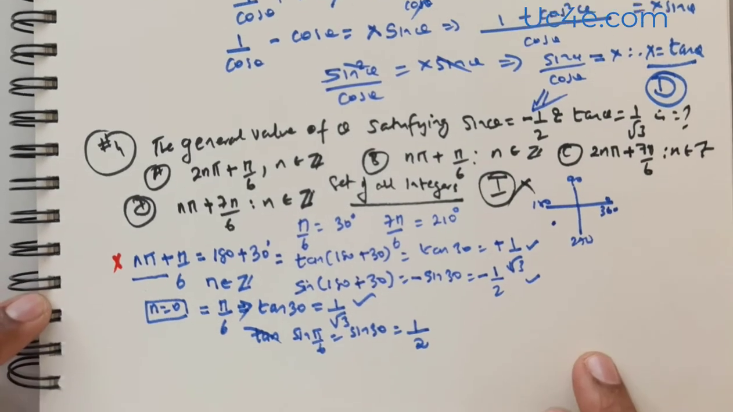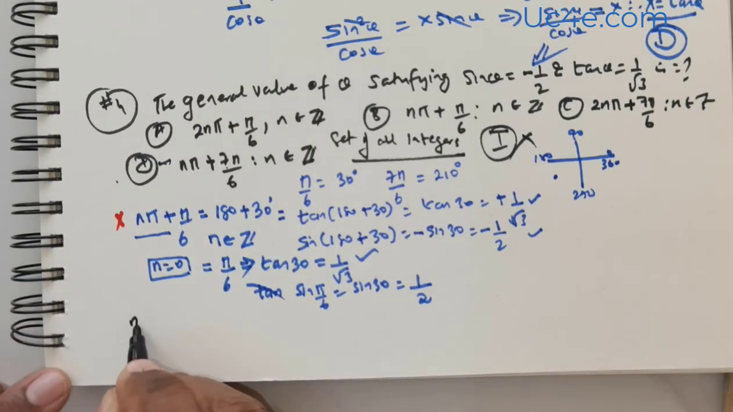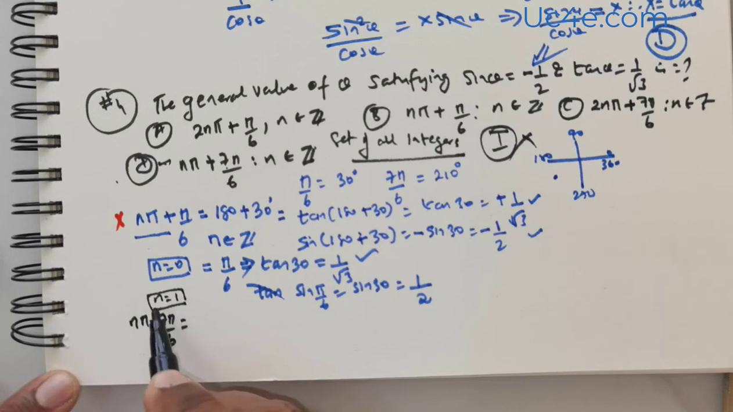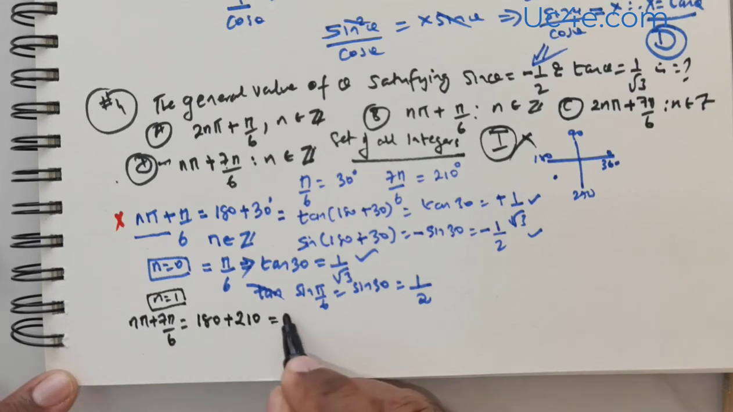Now let me just consider n pi positive 7 pi over 6, this one. So I'm just placing it here, n pi positive 7 pi over 6. Now I'm going to take the value for n to be equal to 1. And when I take the value n to be equal to 1, this would give me 180 positive 7 pi over 6. Now what is 7 pi over 6? That's nothing but 210 degrees. Now if you were to add these two, you would get 390 degrees.